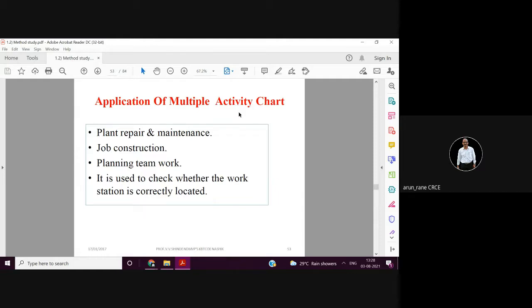So where it is used, this is used in plant repair and maintenance. हाँ, 4-4 5-5 आदमी ऊपर चढ़ाने का है, नीचे से, या कुछ खोलना है तो पकड़ना पड़ता है, हेवी गियर बॉक्स है, so you have to have 2-3 people. Construction activities में you need 2-3 people.